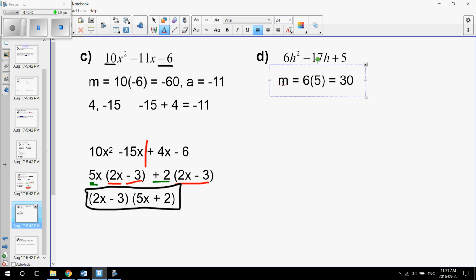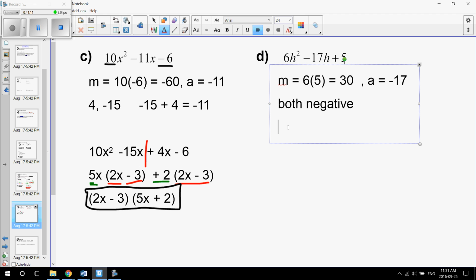6 times 5 gives us a 30, so we know we need to multiply to 30. Our add value comes from the middle number, so negative 17. So we need two things that multiply to 30, but add to a negative 17. Again, because our multiply value is a 30, and it's a positive, and our add value is a negative, we know that both numbers need to be negative.